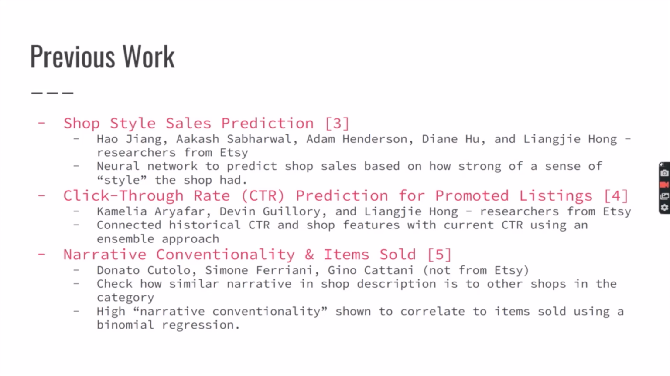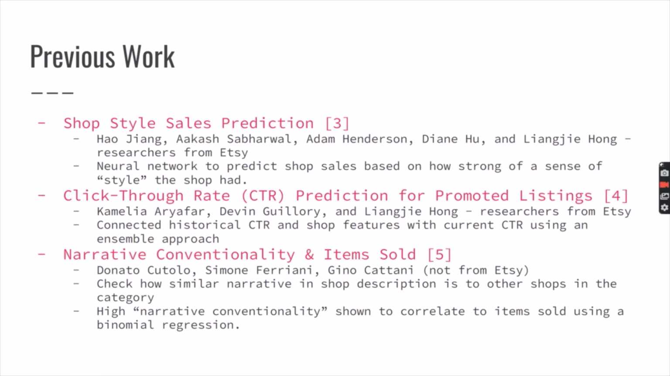And they were looking at shops that had a very strong sense of style versus shops that had a random sense of style, or couldn't be classified that well using their neural network. And they looked at how much that correlated to sales success, and they found that it did have a strong correlation.